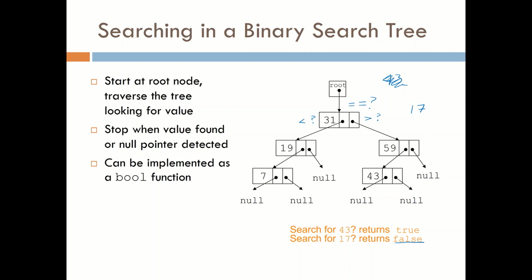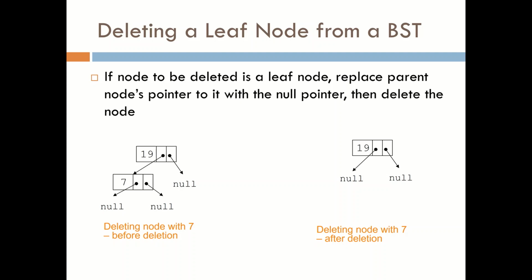Okay. So now we've seen how we insert information into a binary search tree. We've seen how we retrieve information from a binary search tree. Let's take a look at how we delete information from the binary search tree. It turns out that this is not as straightforward. There are 3 individual cases we must deal with when we decide to delete a node from a binary search tree. Okay, so the first case is the simplest case.